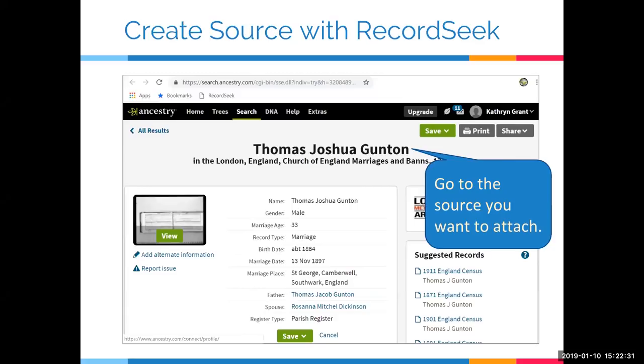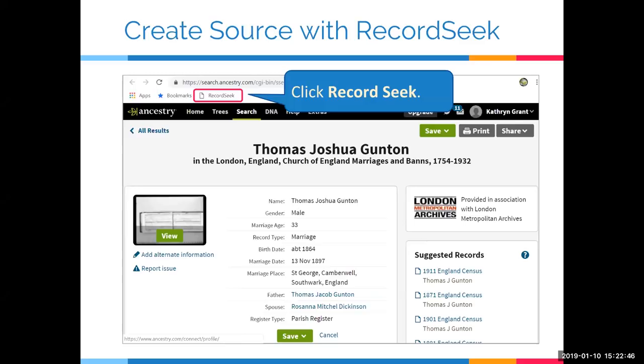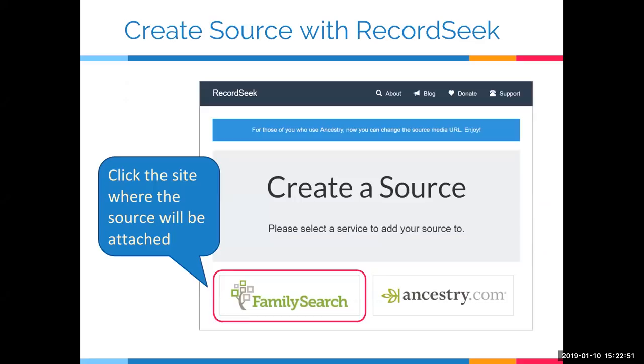So the first step, of course, as we said, is to go to the source that you want to attach. And this can be any source, Find a Grave, Online Parish Clerk, whatever it is. You just navigate to that page and then you click RecordSeek. And it brings up a page. And this sometimes I've noticed is a little bit confusing for people because it lists two options down here, FamilySearch or Ancestry. Well, people wonder, are you asking where the source is coming from or where I want to attach it to? Well, they're asking where you want to attach the source to. So in this case, I want to attach it to a person page in Family Tree. So I'm going to click FamilySearch.